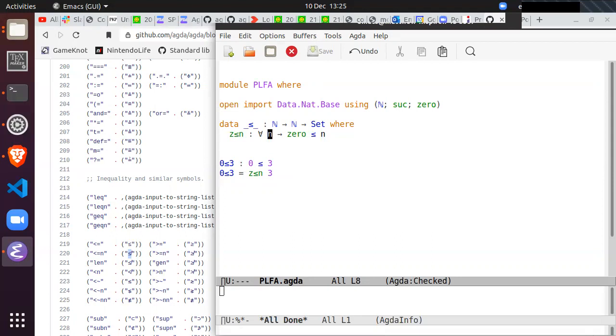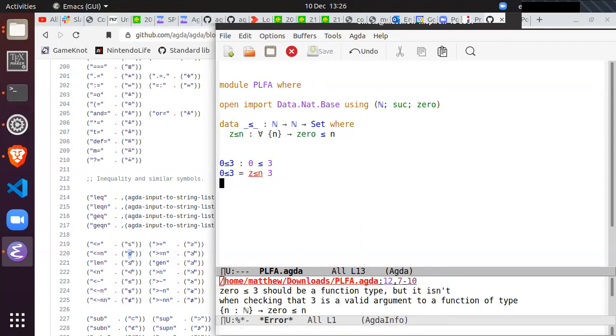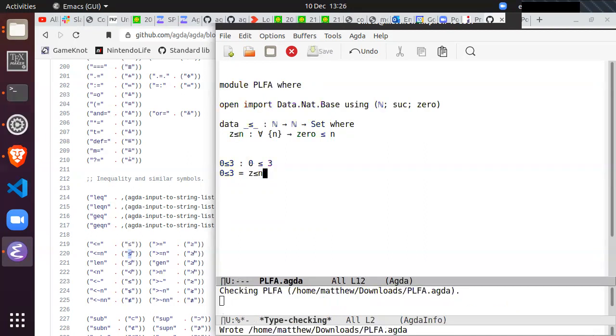There are explicit arguments, which you always have to give. There are implicit arguments that Agda will try and infer from the type. Implicit arguments use curly braces around them. And if we do this, then it will just pick it up automatically.